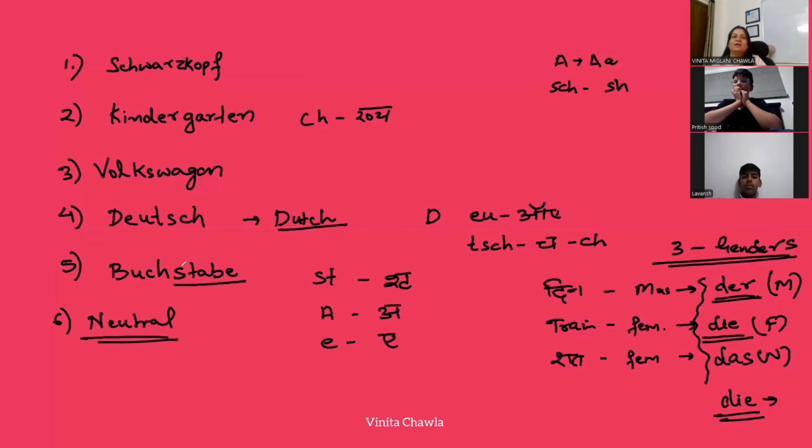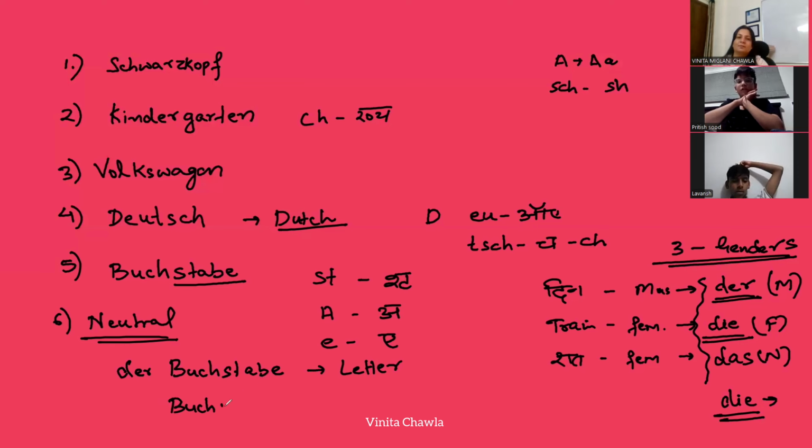For example, let's take this word, Buchstabe. We write der Buchstabe, and the meaning is letter. If I want to write the plural of this word, then Buchstabe becomes Buchstaben. Buchstaben is letters, and der will be replaced by die, because for plural we use this article die.